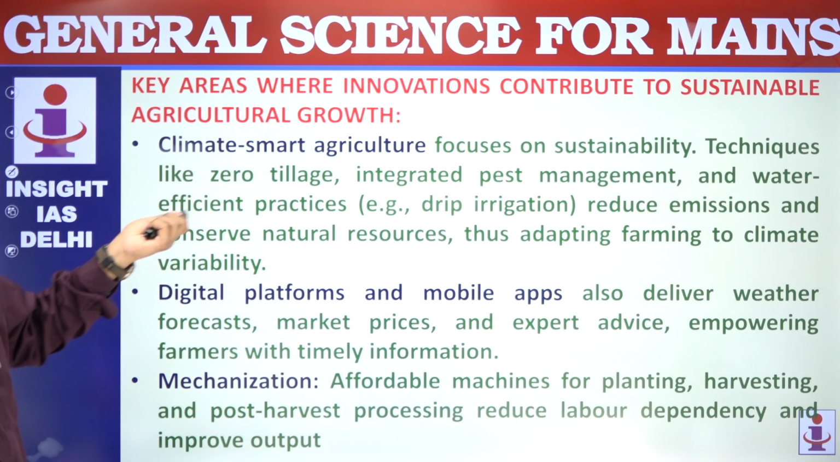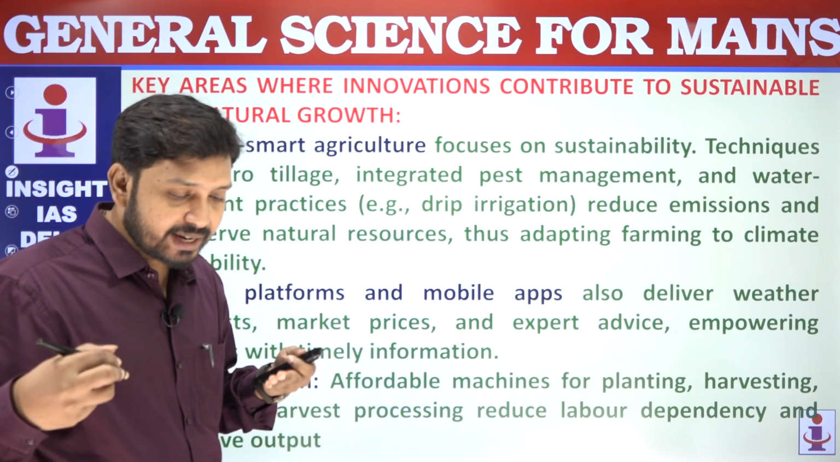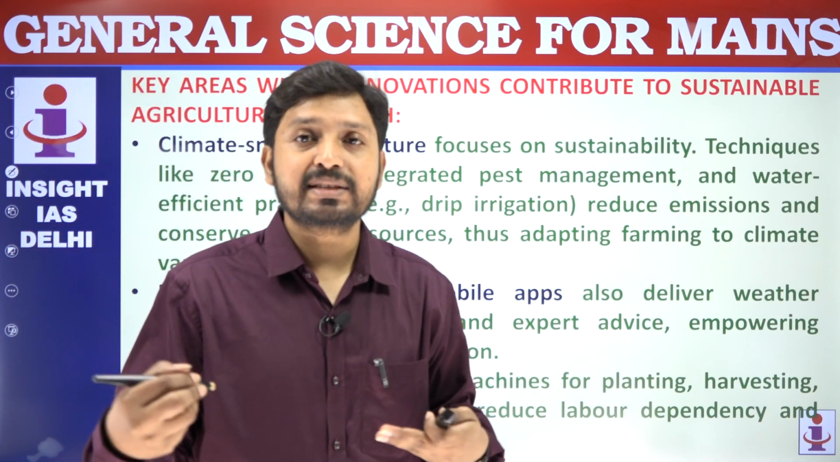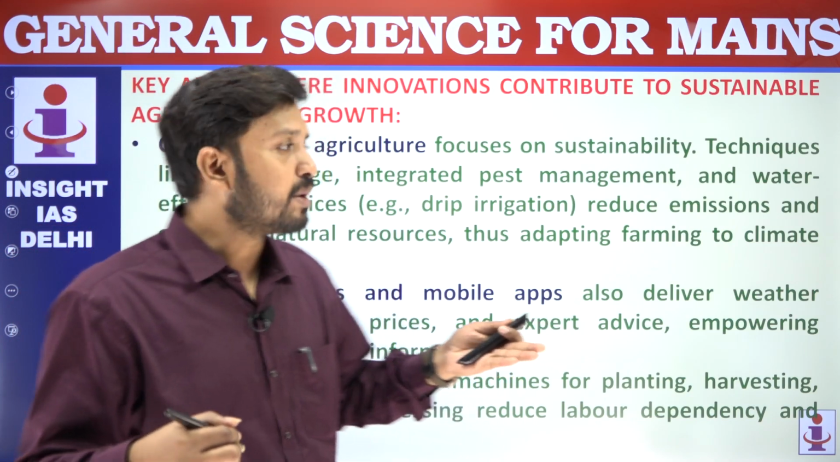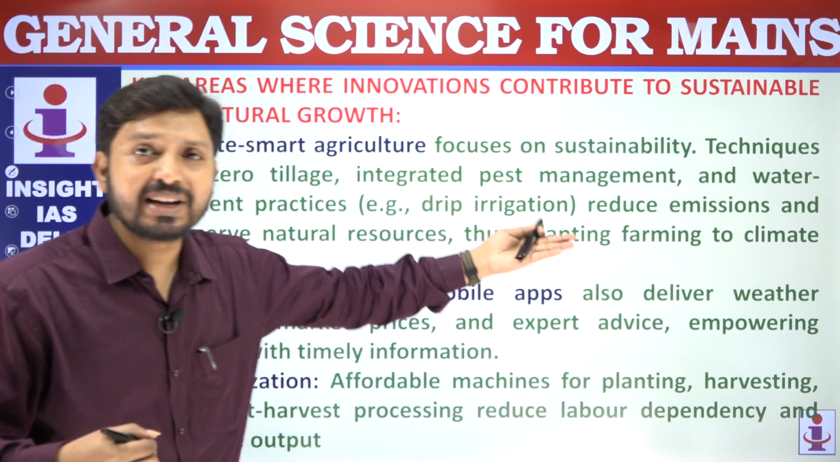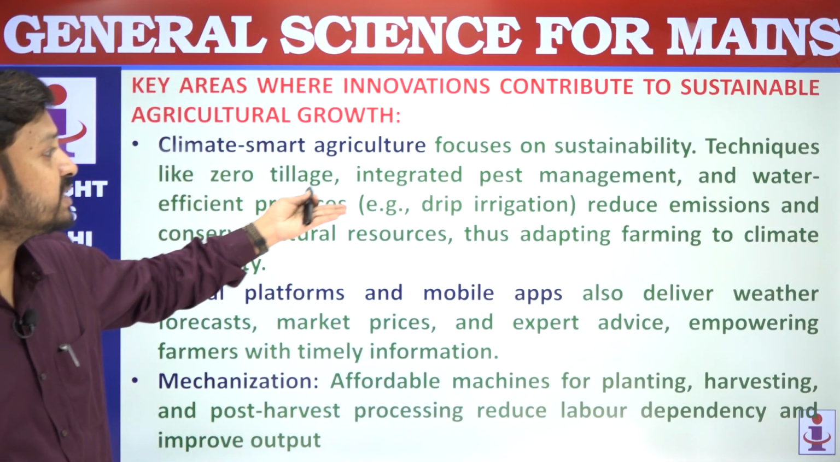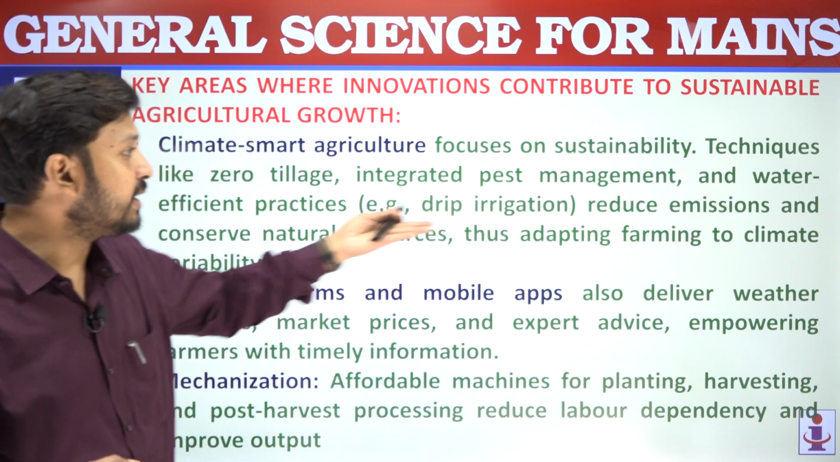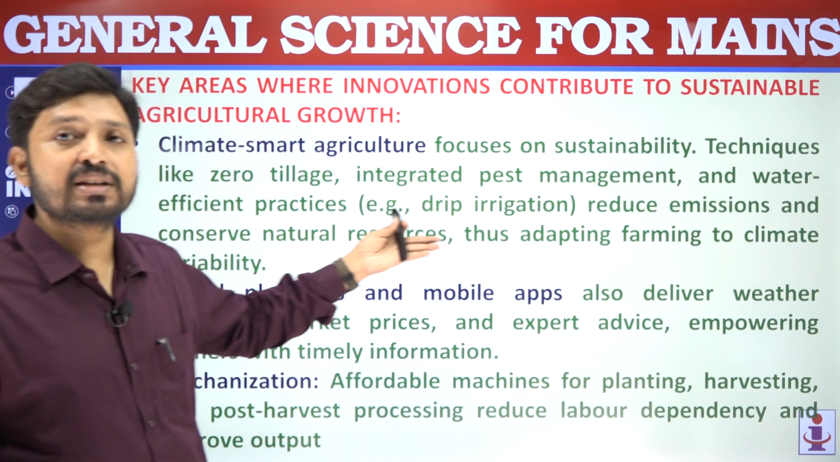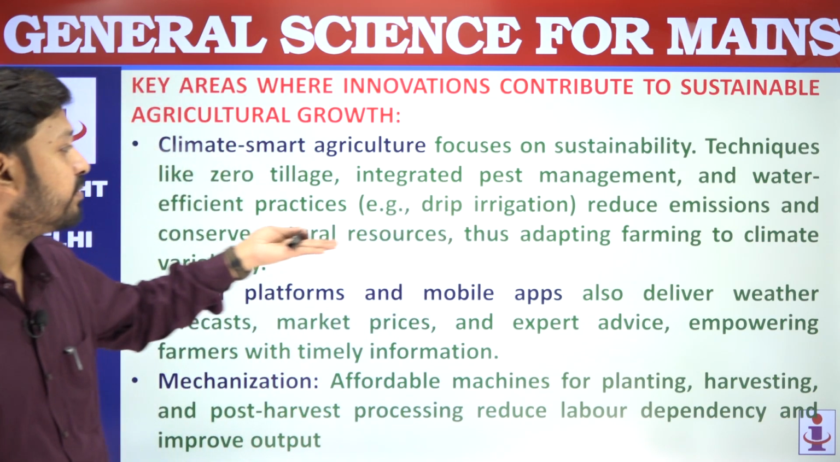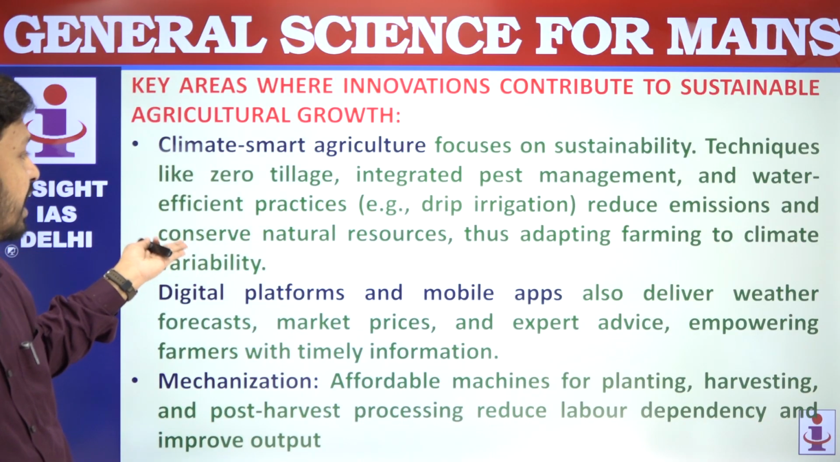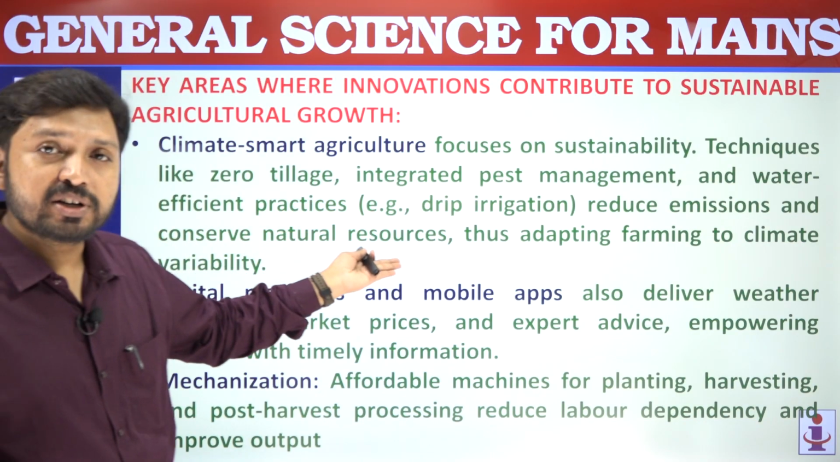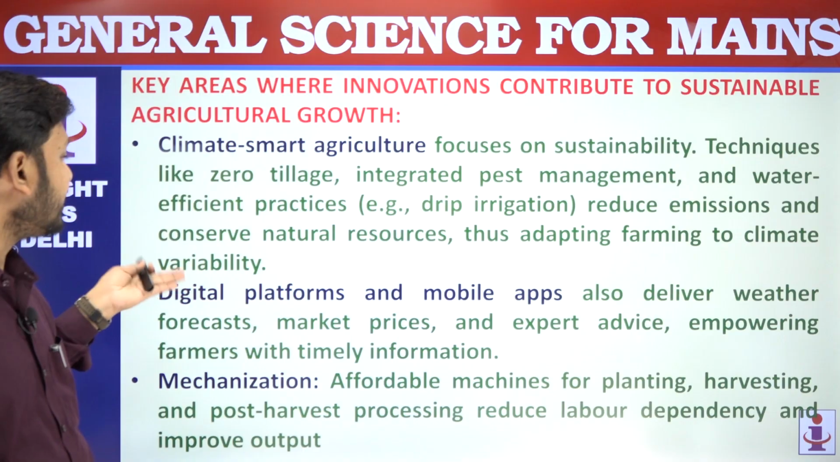So apart from that, climate smart agriculture, and see, majorly climate smart agriculture focuses on sustainable agriculture, okay? So for example, it focuses on sustainable agriculture and techniques like zero tillage, integrated pest management and water efficient practices like drip irrigation. Drip irrigation reduces emission and conserves natural resources, thus adapting to climate variability.